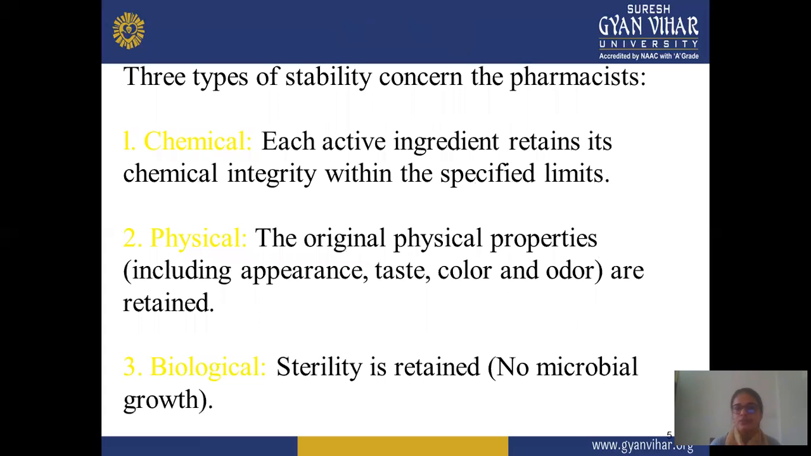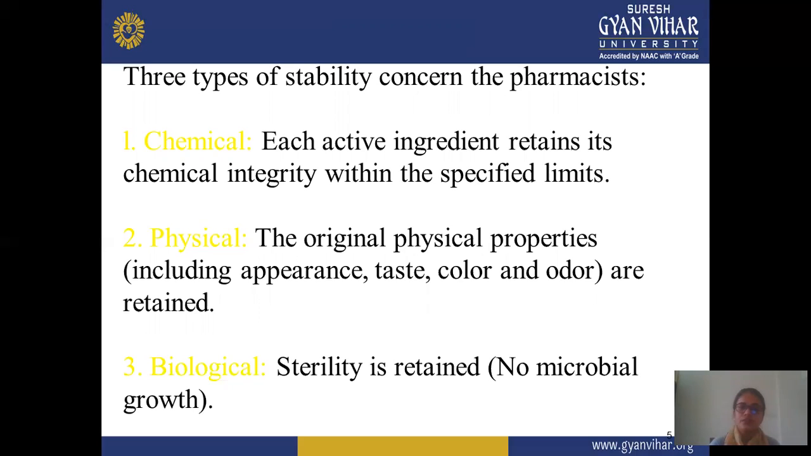Next, mainly three types of stability studies take place. First is chemical stability, second is physical stability, then biological stability. These are the stabilities which are mainly required to check whether a particular formulation is good or not for the required condition, or whether certain chemicals affect or interact with your formulation or not.